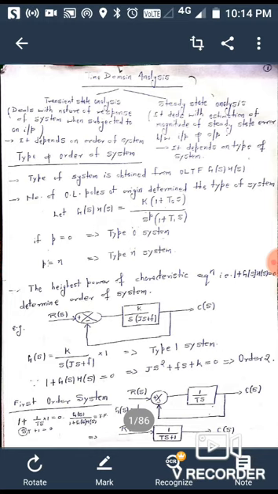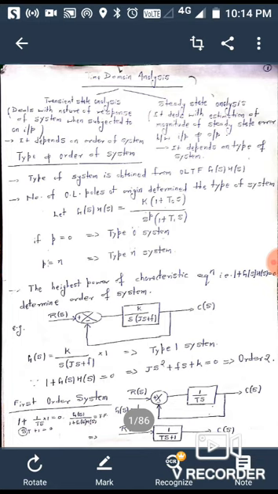Suppose let us consider the first order system. In the first order system, in the denominator s की maximum power is what? 1. In this figure, R(s) is the input function and C(s) is the output function, and the open loop transfer function is 1 upon Ts.